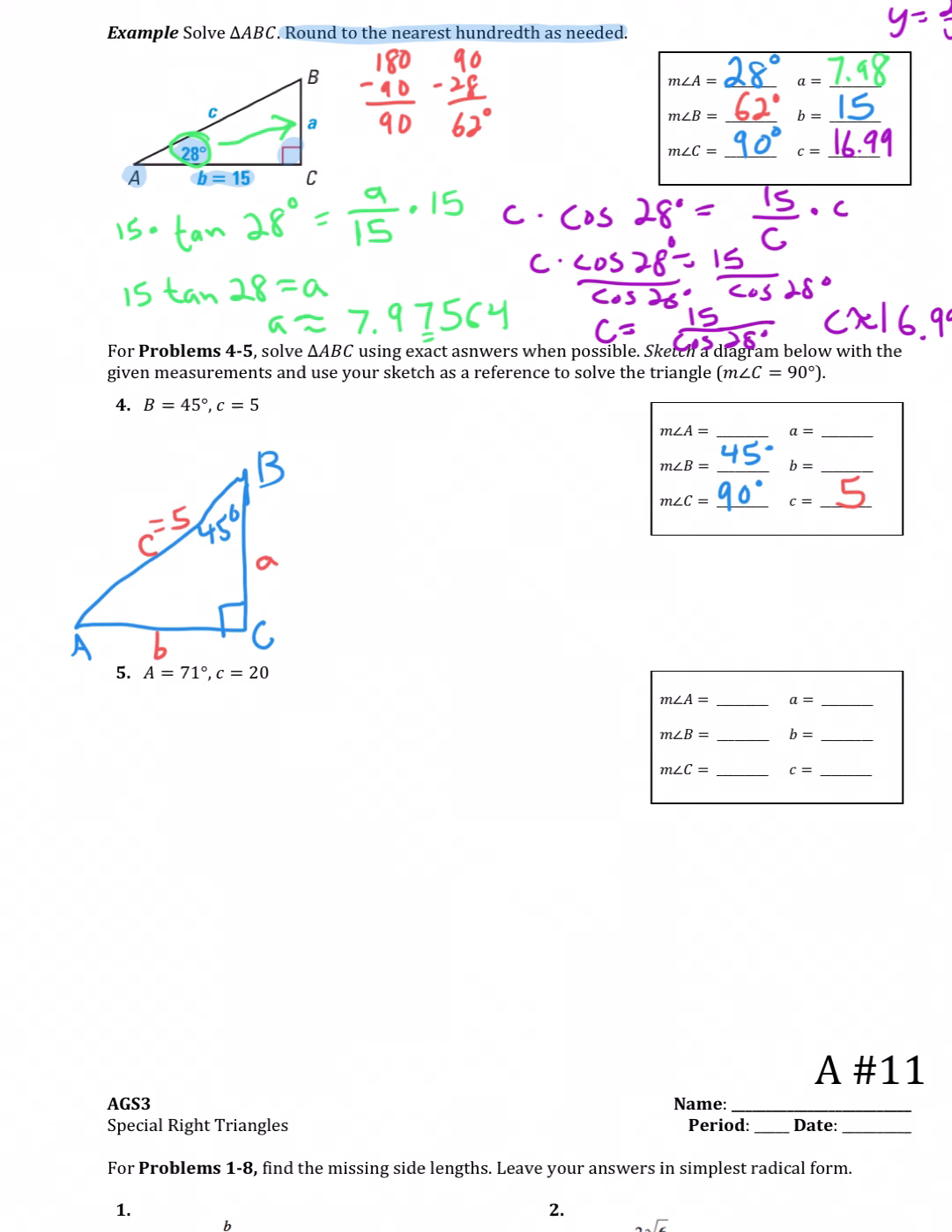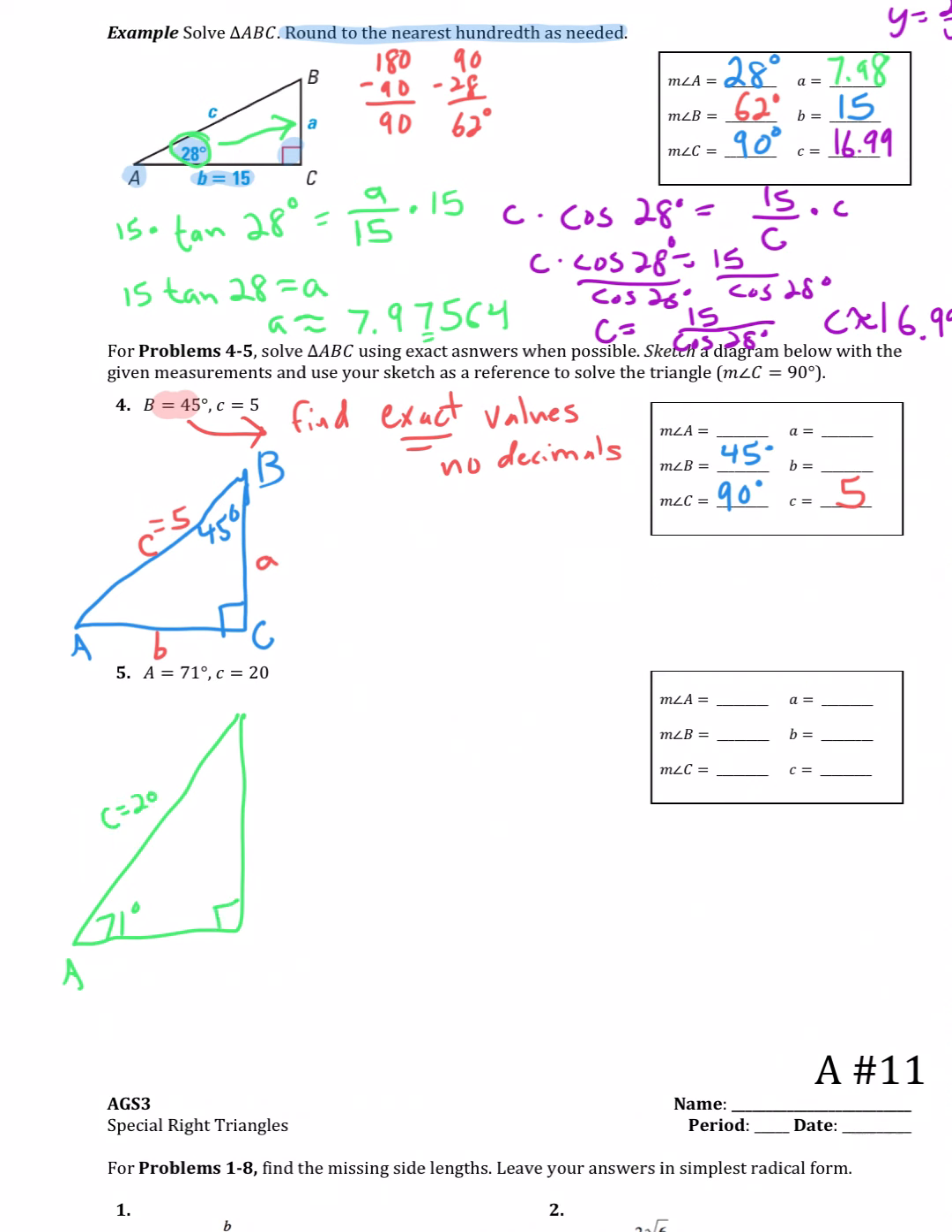Because this one is a 45, 45, 90 triangle, whenever you see 45, 45, 90 or 30, 60, 90, that means we want to find exact values, no decimals. If it was a 30, 60, 90 triangle, I'd ask you to do the exact same thing. On the second example, when it says angle A is 71 degrees and side length C is 20, this time we're not going to need to worry about finding exact values because the measure is 71 degrees. We would just do approximate answers rounded to the nearest hundredth for this example.